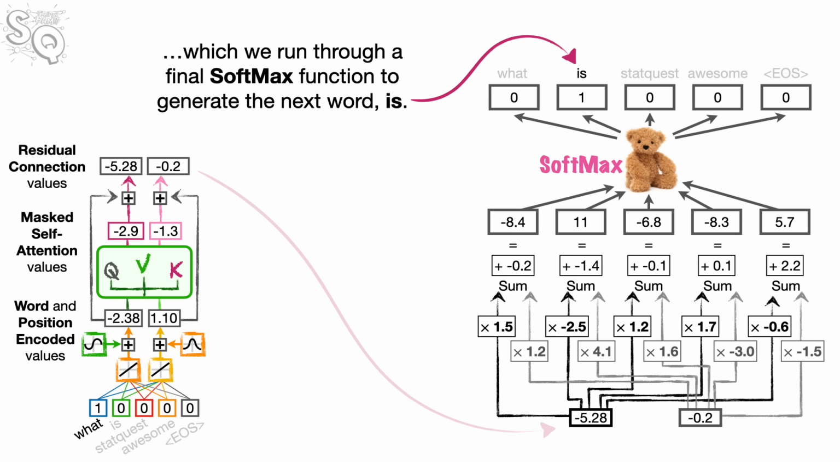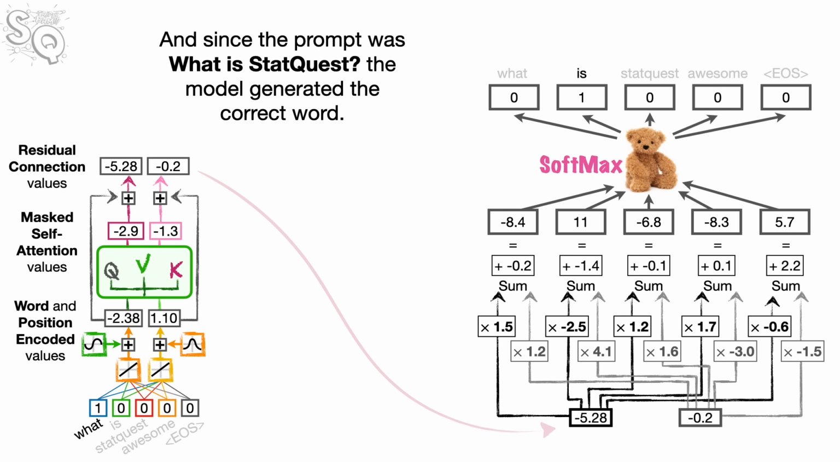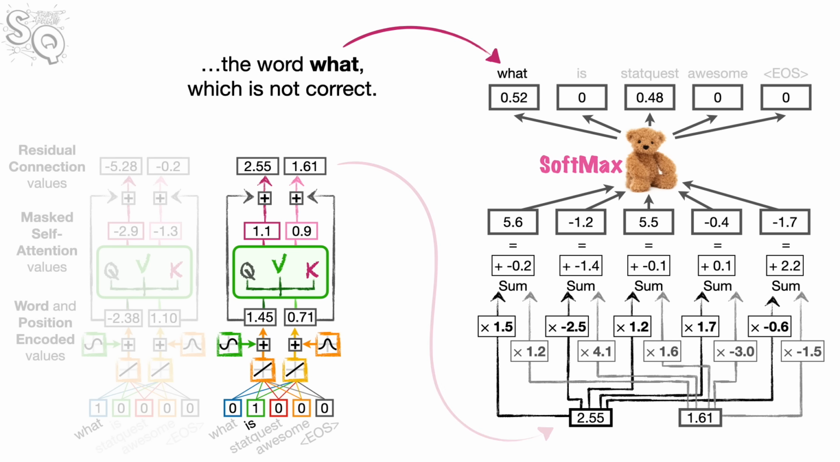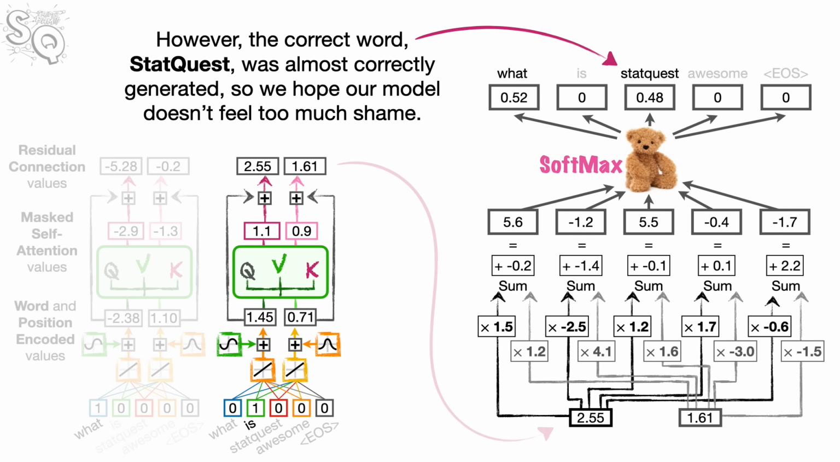Now, when we do the math, we get 5 output values, which we run through a final SoftMax function to generate the next word, is. And since the prompt was "What is StatQuest?", the model generated the correct word. Bam! The second word in the prompt is, and it generates the word "what", which is not correct. Wah wah. However, the correct word, StatQuest, was almost correctly generated, so we hope our model doesn't feel too much shame.